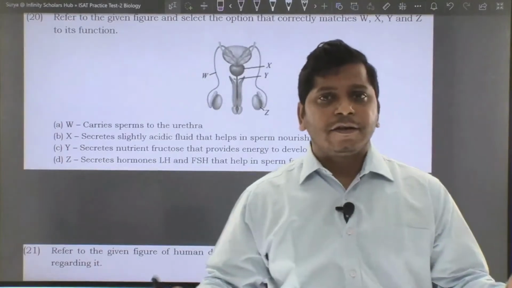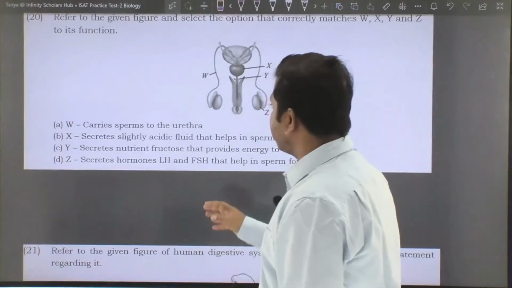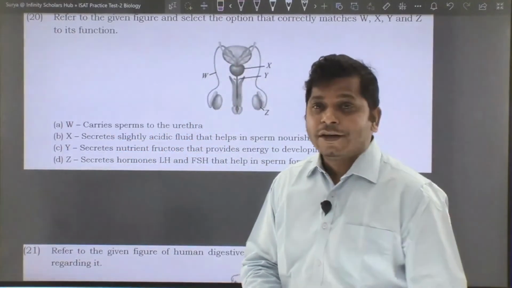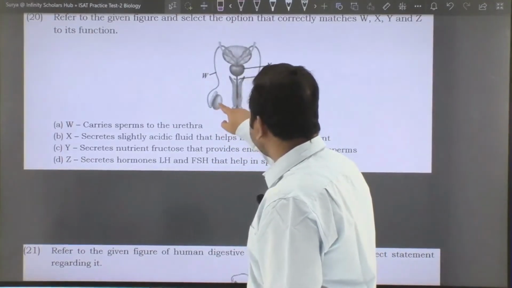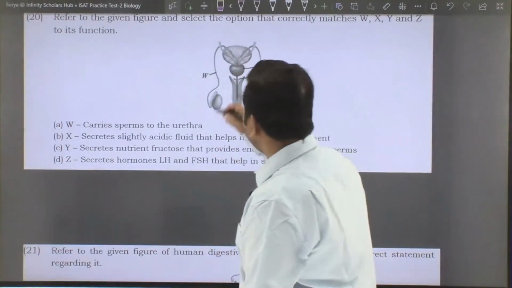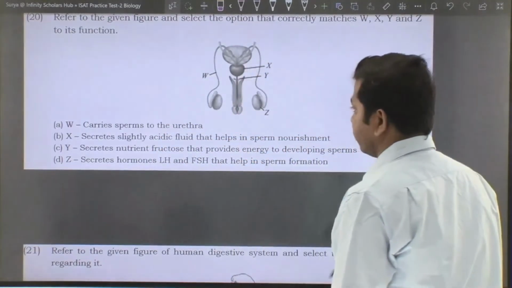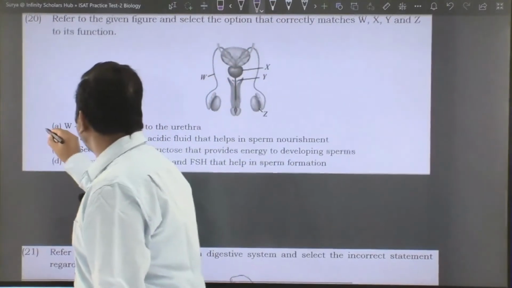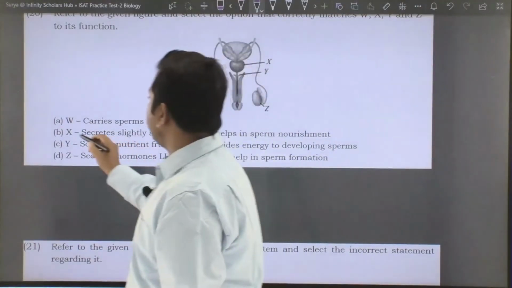Okay, so these are the different parts of the male reproductive system. Let's look at the options. Those are given here. W, it carries sperm to the urethra. As I said, it's the duct that primarily carries the sperm, which is produced in the testis, into the urethra. So W carries the sperm to the urethra. Yes, this is the correct option. But let us look at the other options also to validate that we are choosing the right option.